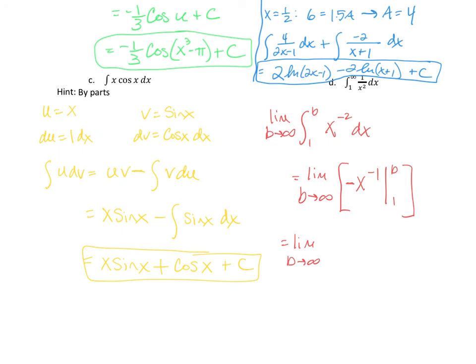Okay, so first we plug a b in for x, and so we get negative b to the negative 1, which would be like negative 1 over b, minus, then plug a 1 in for x, and you get negative 1. So now when you take the limit, this goes to 0, because as b gets really big, in the denominator, the fraction gets really small, so this is just 1.